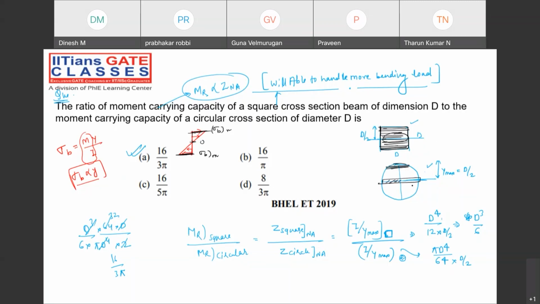Now, the scientists will come, those who are judging who will be able to resist more bending moment, and he will say, why are you making a fool? At the top, you are placing very less material. At the bottom, you are placing very less material. And you know that the bending stress is maximum at that point. Keep more material. Understanding or not? That is why the square will be able to handle more bending load than the circular cross section.